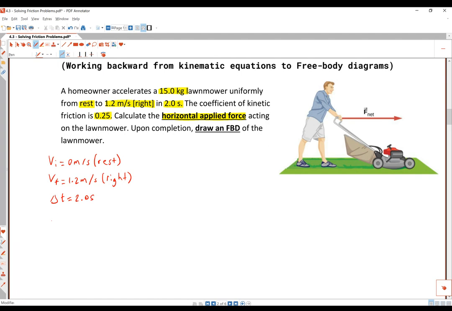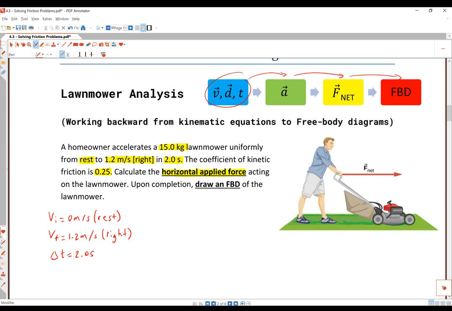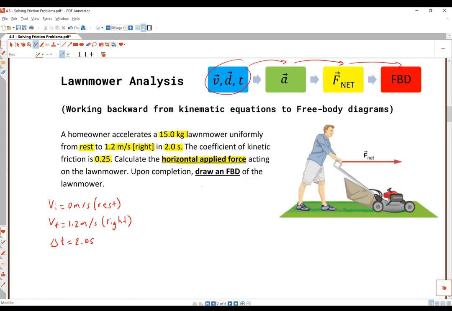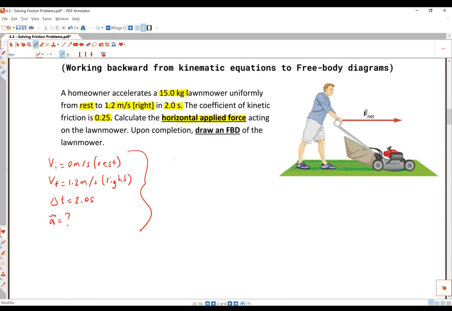From your kinematic equations, you'll always note 3 of the values in some form, and the fourth one is what you're going to be calculating. So what we're going to be trying to calculate is our acceleration. Based on these 4, we can use the kinematic equation which has all 4 of these inside of it: final velocity equals initial velocity plus a delta t.